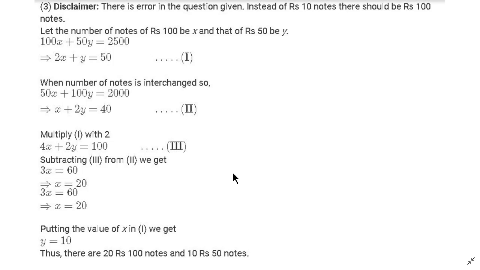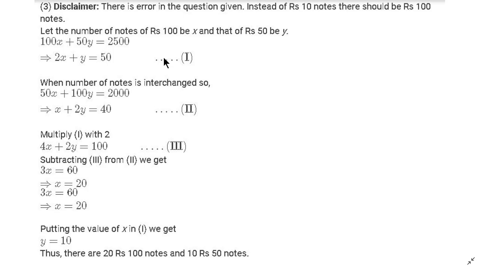To find the number of notes that Anushka had, complete the following activity. Suppose that Anushka had X notes of rupees 100. In the book it is given rupees 10, but it should be 100, right? It's a correction we have to do, it should be 100, not 10. So suppose that Anushka had X notes of 100 and Y notes of 50, right?